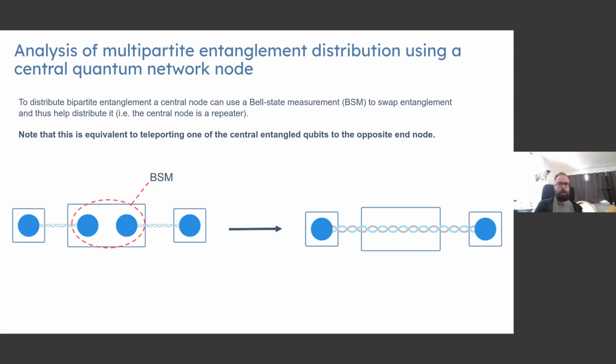One thing to note here is that this is actually just the same as teleporting one of the entangled qubits in the central node along the chain. It is the same thing. So whether you're saying swaps or BSMs or teleportation, they're all basically the same thing. And that's where we start with repeaters and entanglement networks.